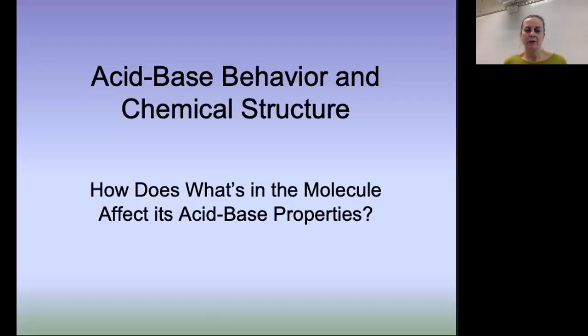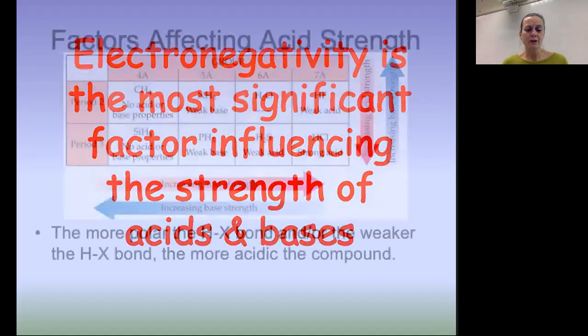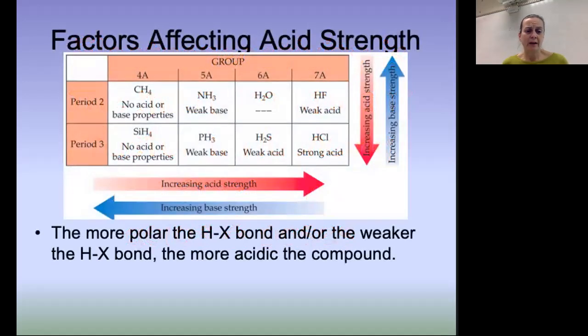And what we're talking about is how what's in the molecule affects its acid-base properties. And this one really is pretty simple. The most significant factor that influences the strength of acids and bases is electronegativity. So hopefully we all remember that the most electronegative element on the periodic table is fluorine, and that electronegativity increases across a period as we go from left to right and increases from the bottom of the table to the top. So particularly when we talk about acid strength, electronegativity is very significant.